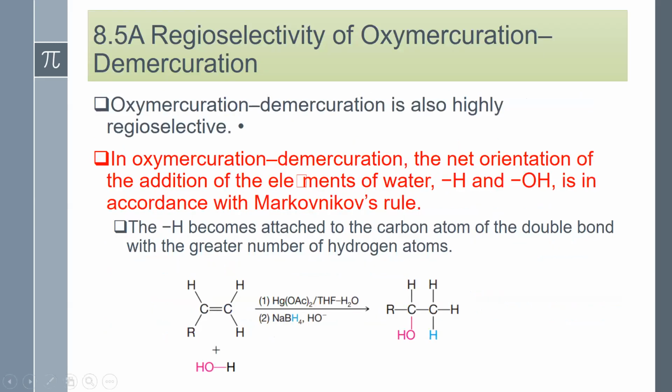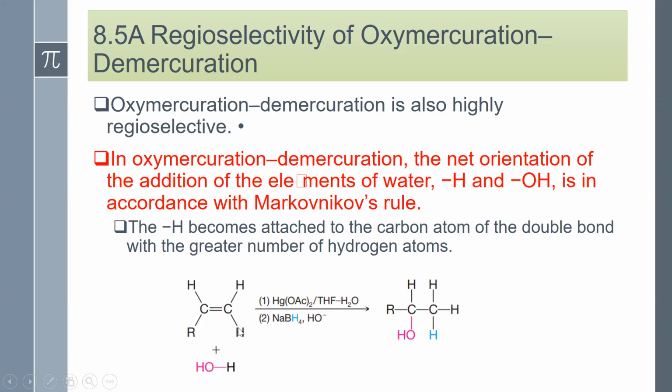So what is our reagent? Usually our reagent is that you have your mercuric acetate in the presence of THF as solvent, and water, and then your second reagent is always your sodium borohydride and OH or water here. So just remember this reagent, and when you have this reagent, you get your alcohol, and of course you have your other reagent, which is water.